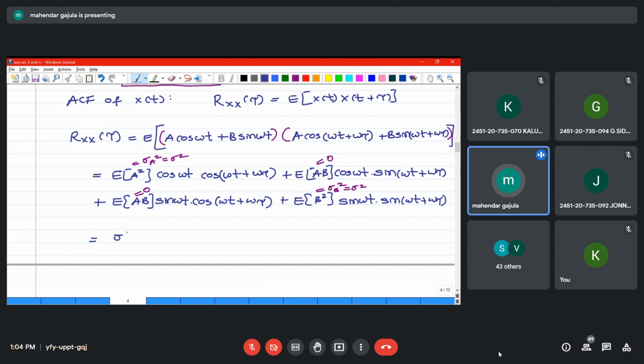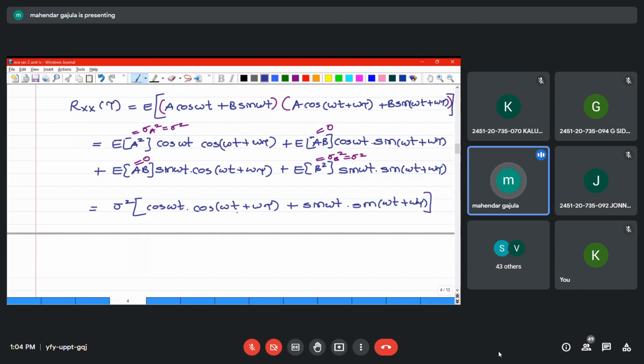So we can take sigma square common: cos omega t cos omega t plus omega tau plus sin omega t sin omega t plus omega tau. Now we can apply the cos A cos B plus sin A sin B formula. According to that, it is cos of A minus B, right? So the cos A minus B formula. Are we going correct?